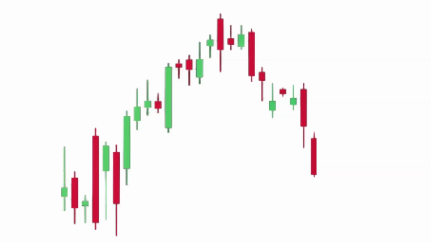So let's get started. What exactly are candlestick charts? Candlestick charts are a visual representation of price movements over time. They provide valuable information about the open, close, high and low price of an asset over a specific time period. Each candlestick tells a story about the battle between buyers and sellers.